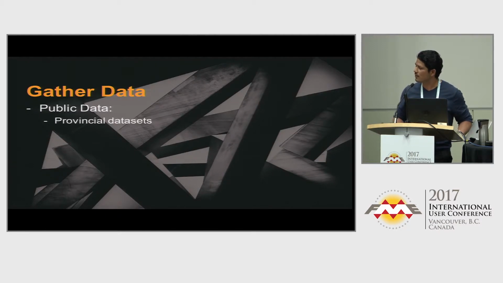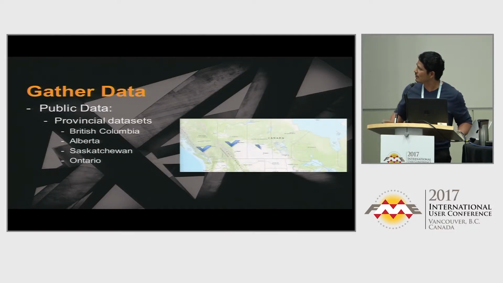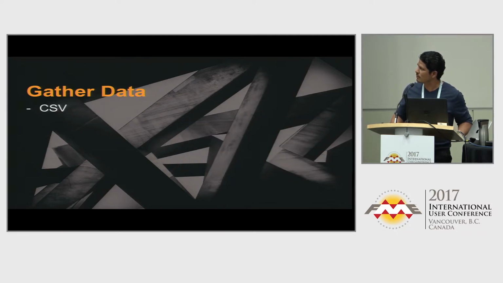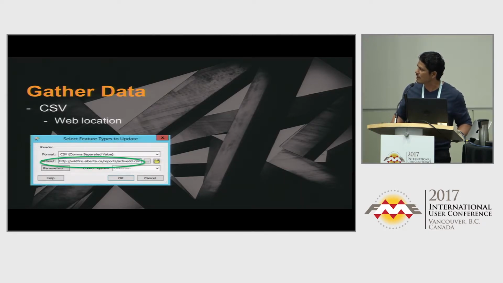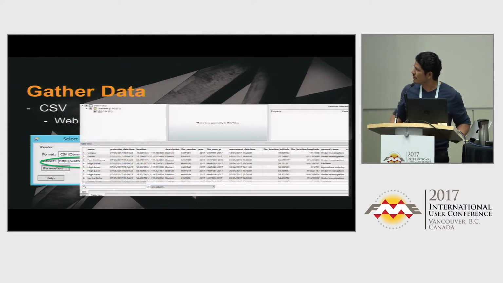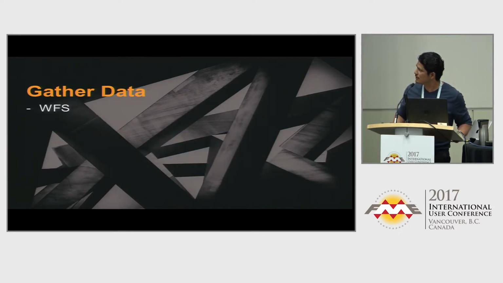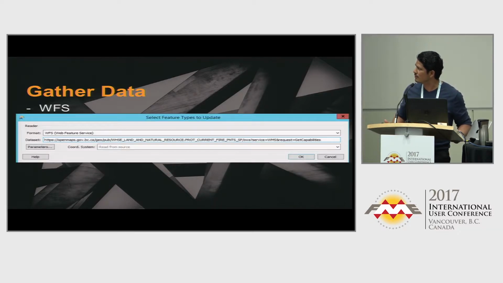The public data was a bit more of a challenge, but very suited for FME. So like I said, all the different provinces had their own distribution systems. Some of them were CSV, but even those were at the end of a web location, so any other application would have a hard time with that. But of course, FME had no trouble hitting those just from a regular CSV reader. And we were able to bring the data in and spatialize it. Some of them were WFS. Again, FME has a reader for that. So it's really easy to use the tool to go and get the data.